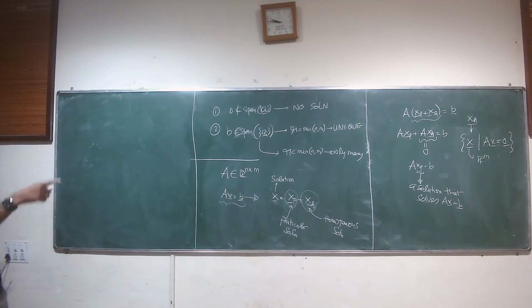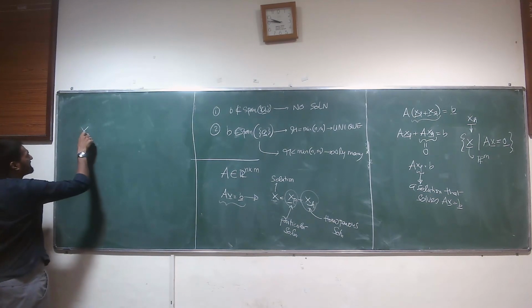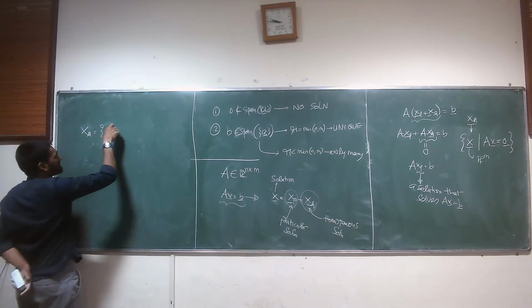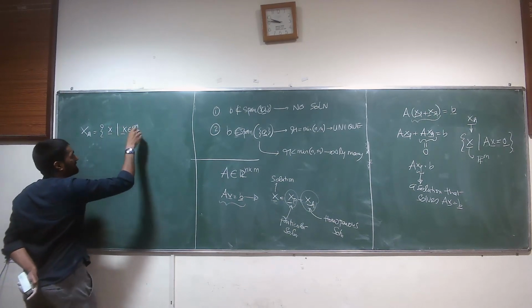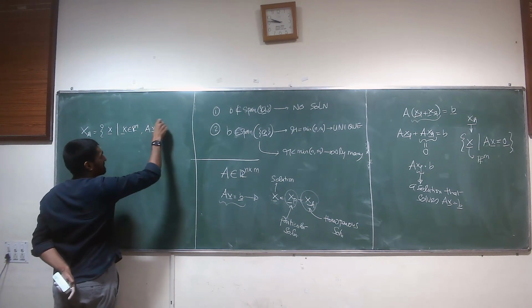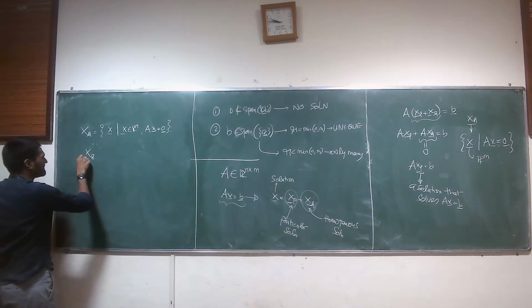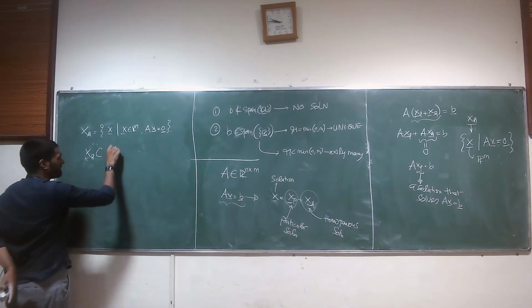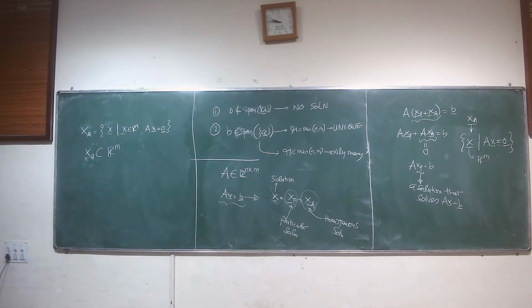Now you have the set of homogeneous solutions. The question is, does that set form a subspace of Rm? I'll call it capital XH. This is simply the set of vectors belonging to Rm such that A times x produces the 0 vector. My question is, is XH a subspace of Rm? How will you verify? If yes, you have to give me the reason. If no, then again you'll have to reason. What are the conditions for a set to be a subspace of something? Is it a subset of Rm? It's a subset because the elements are from Rm.